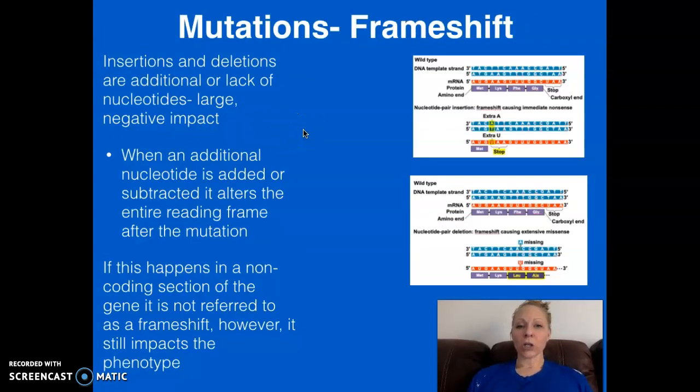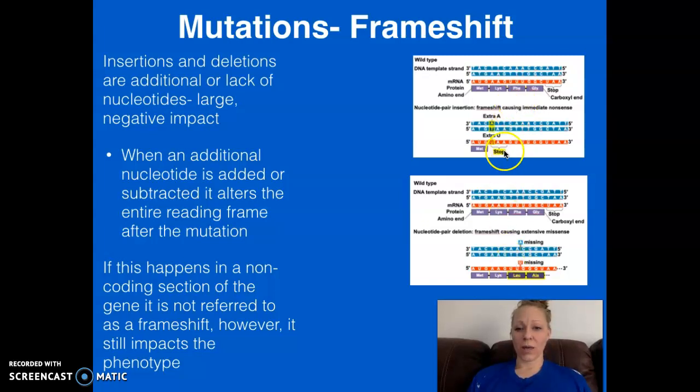And so here we're talking about our large-scale changes again. Insertions or deletions are an addition or a lack of a nucleotide pair. So here we have an extra A. So it was supposed to be TAC, TTC, but we have TAC, an extra A, TTC. What that's going to cause is for the entire reading frame to move over one. And that's going to change everything.